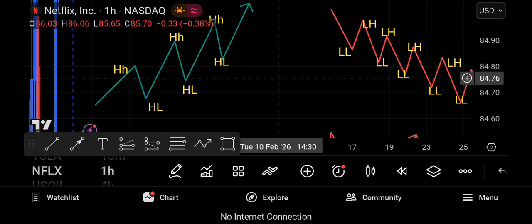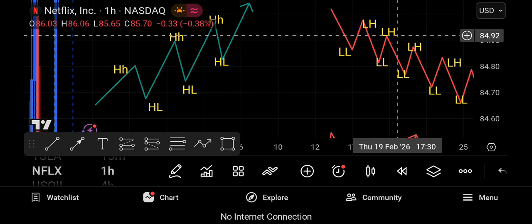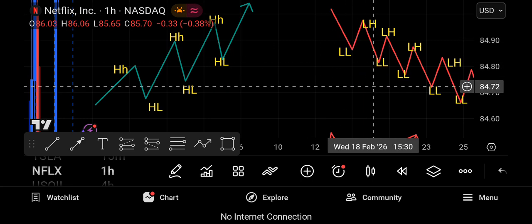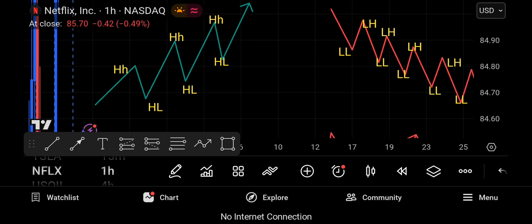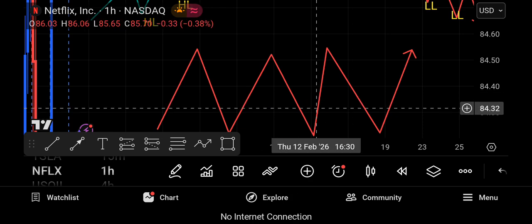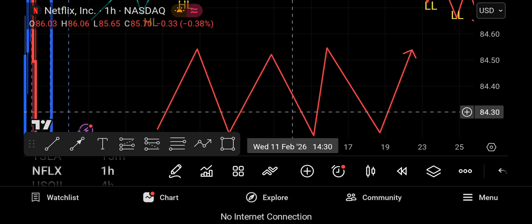The same thing in a downtrend. Price goes up, goes down, breaks structure here. That means this is a break of structure. But if you come back to a sideways trend, there is no break of structure. That's the basics of market structure.